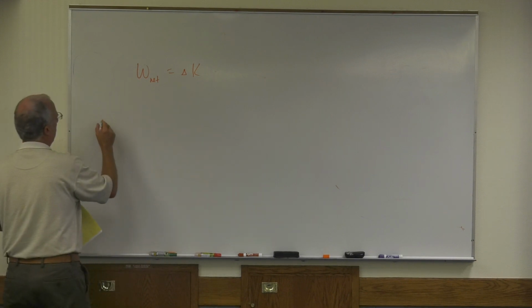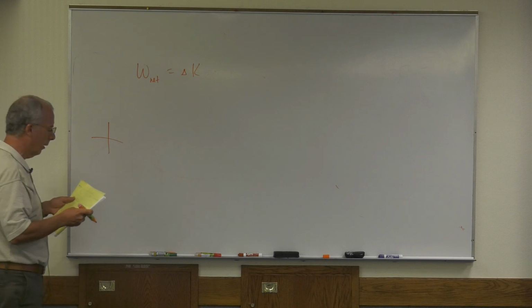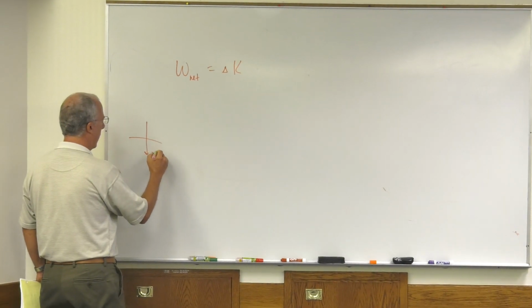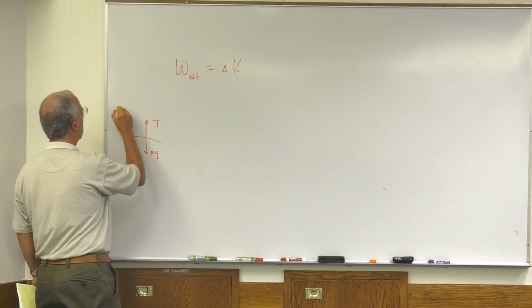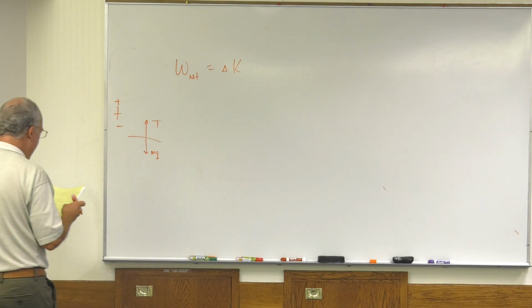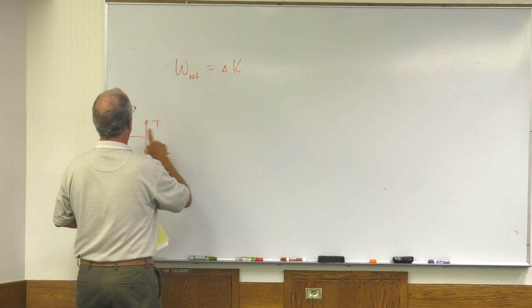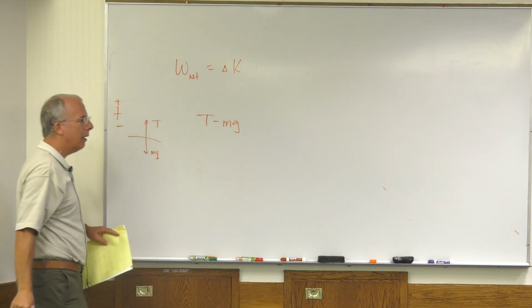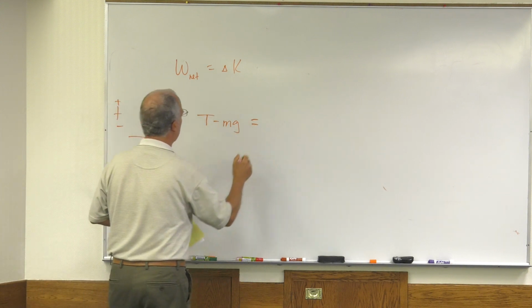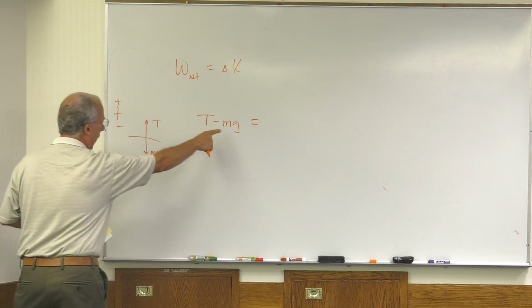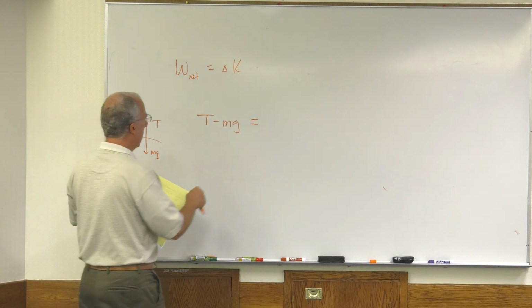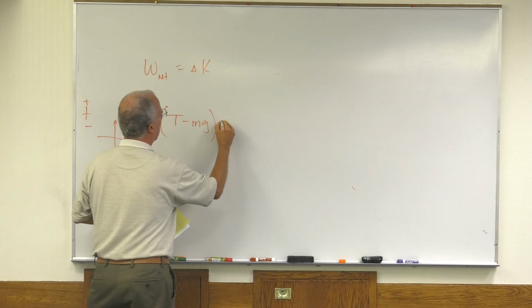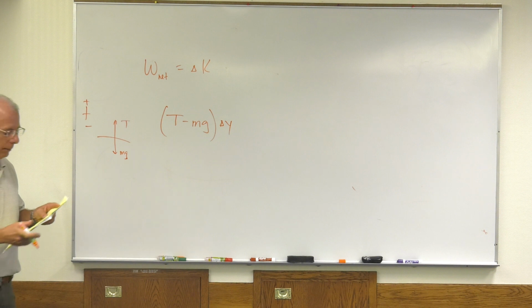I'm going to draw a force diagram. Sorry, it's part of my being. What are the forces acting on the ball? We have gravity, and we have tension. So what's the net work? The net force, using a radial coordinate system, is tension minus the force of gravity. They're both forces, so T minus mg. And then it's work, so it's times delta y, delta x, delta y, whatever.